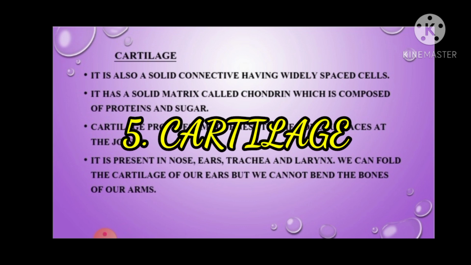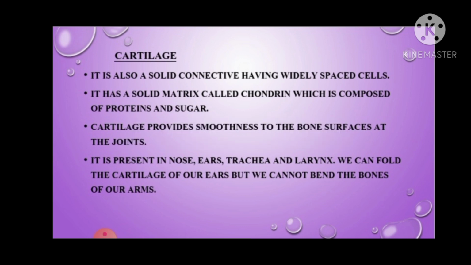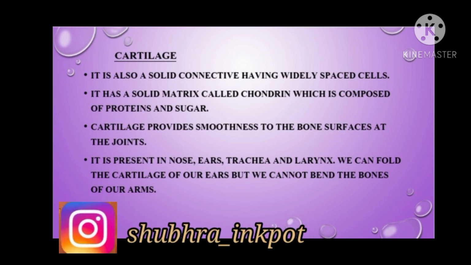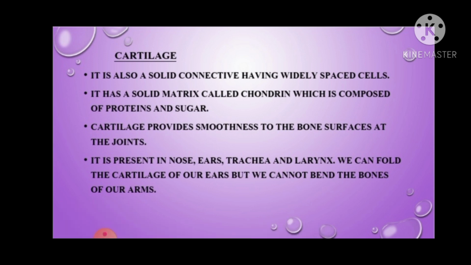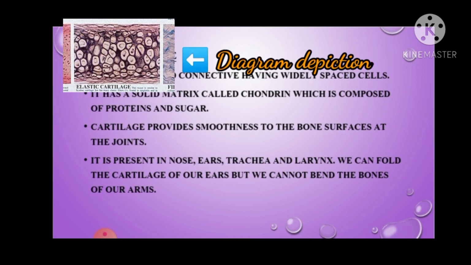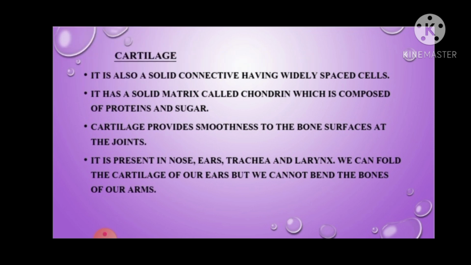It is also a solid connective tissue having widely spaced cells. It has a solid matrix called chondrin, which is composed of proteins and sugar. Cartilage provides smoothness to the bone surfaces at the joints. It is present in nose, ears, trachea and larynx. We can fold the cartilage of our ears, but we cannot bend the bones of our arms.